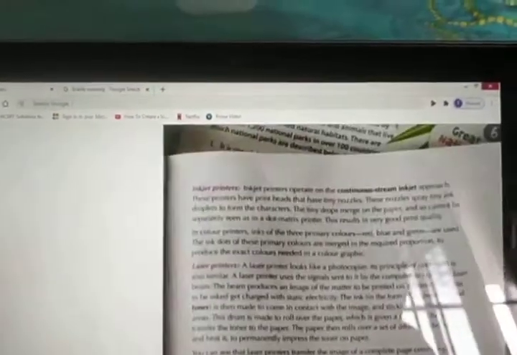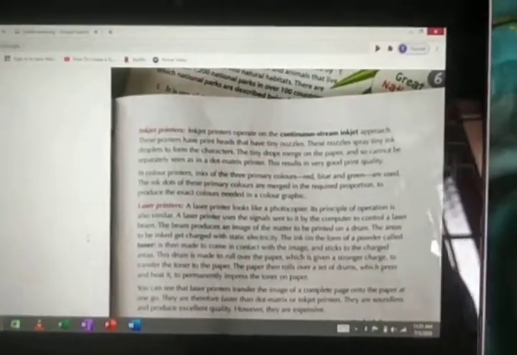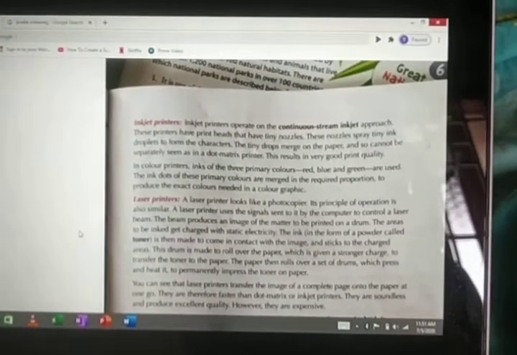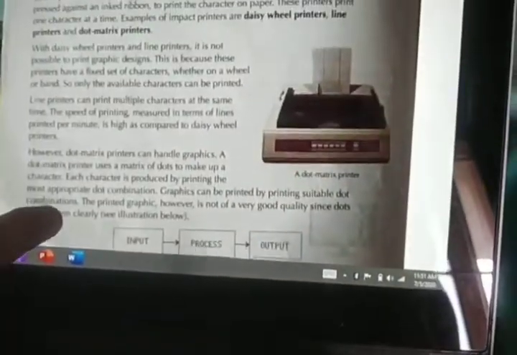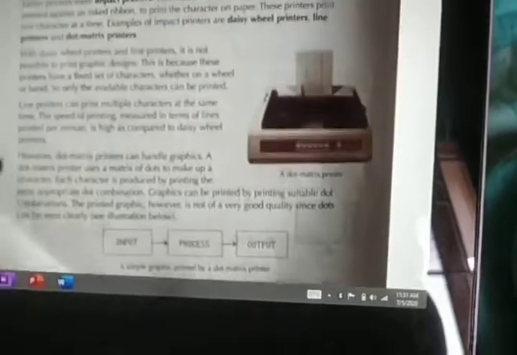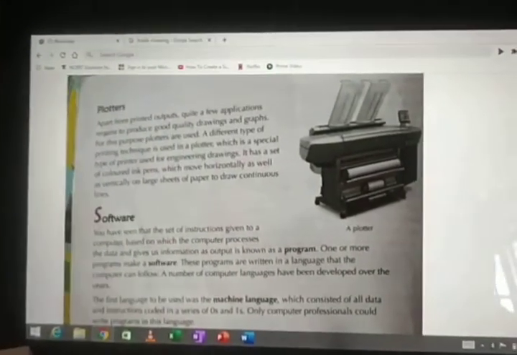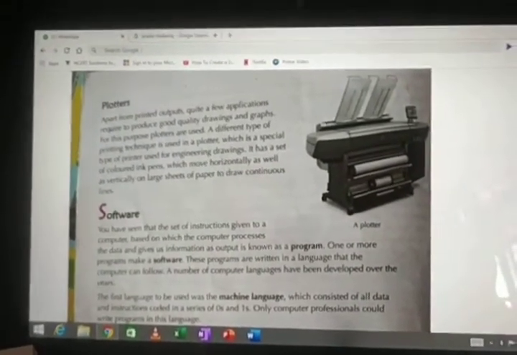So in today's class, what we saw, students? Printers, types of printers, what is an impact printer, what are the types of impact printers, what is a non-impact printer, what are the types of non-impact printers, and then finally we saw plotters. Okay, this is for today's class, students. By next class we will see software.